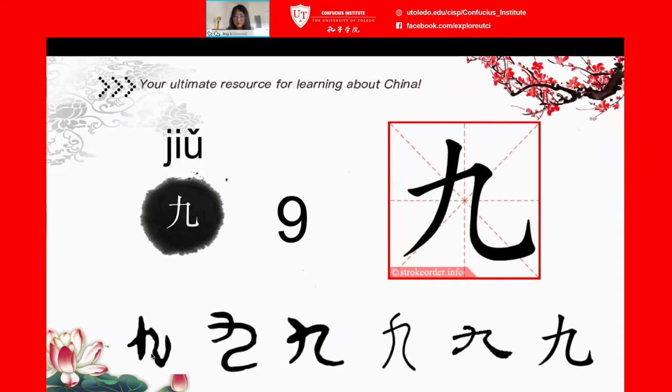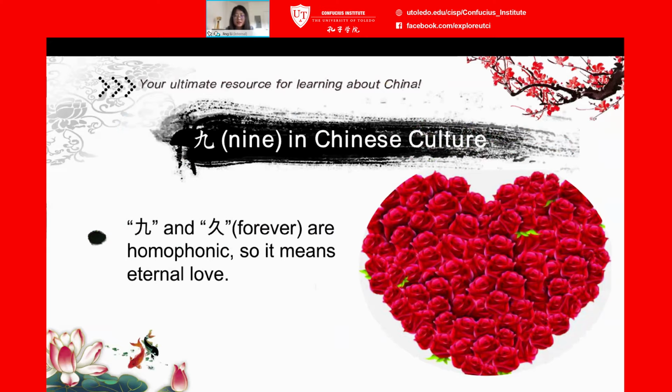What's the meaning in culture? Number 9, jiu, sounds like the Chinese character jiu, which means forever. So it means eternal love. For example, on Valentine's Day or an anniversary, young men will send 99 roses or 999 roses to their lovers to show their eternal love. Yes, it is true. But 999 may be expensive, too much. But I think you can use 9 roses to replace.